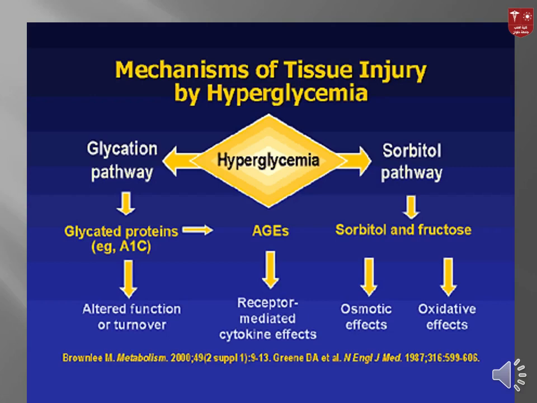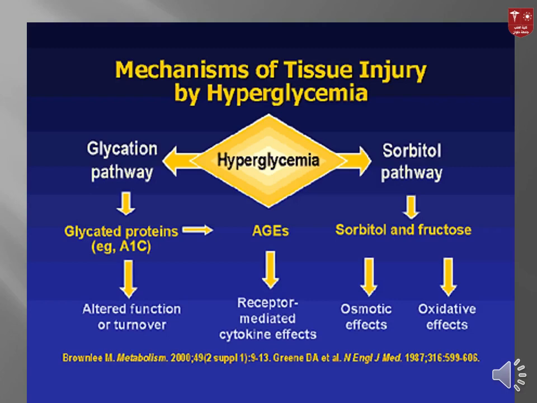Okay, so this slide presents the mechanism of tissue injury due to hyperglycemia. Hyperglycemia means that we are talking about a diabetic patient. What are the pathogeneses which lead to complications of diabetes? We said one of them is the sorbitol pathway, leading to osmotic effect and oxidative effect, which is accumulation of free radicals. The other cause of complications of diabetes is that the accumulated glucose inside the cell will lead to binding of glucose and proteins.